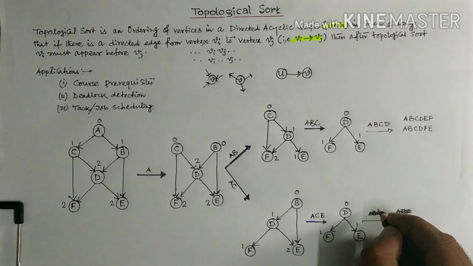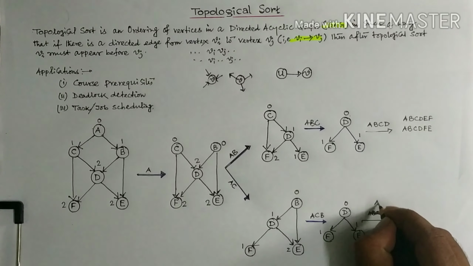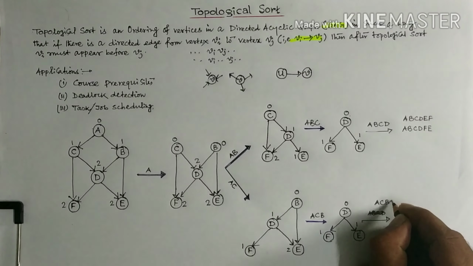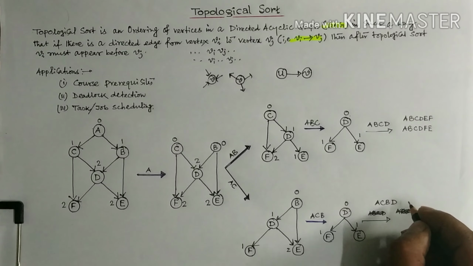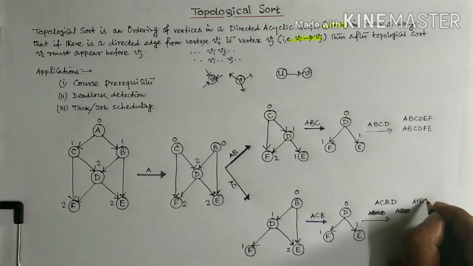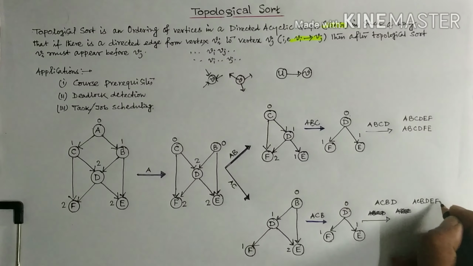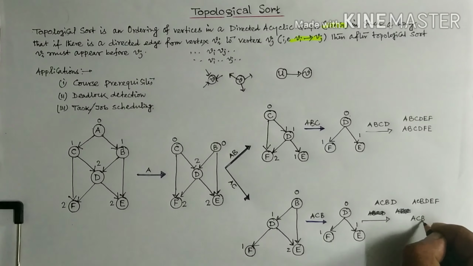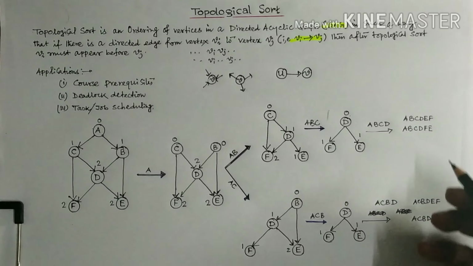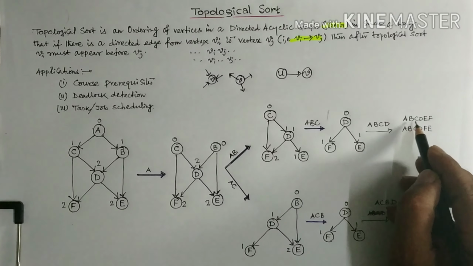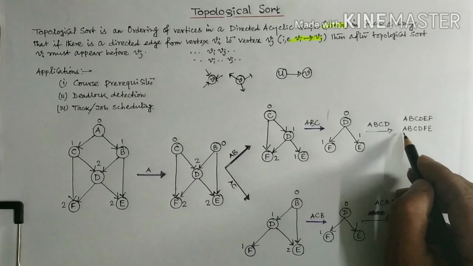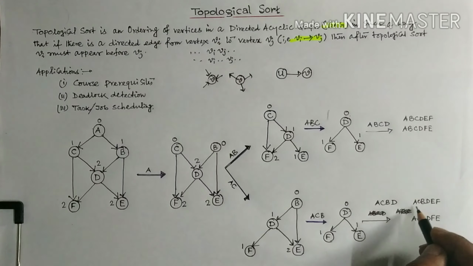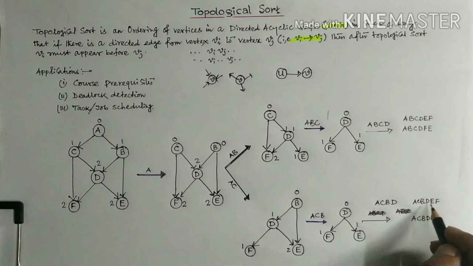The same procedure is applied for this graph. So first delete node D. Now two vertices E and F are left without any connection. So you can take E first, then F, or you can choose F first, then E. So four solutions are there. One is A, B, C, D, E, F. Another one, A, B, C, D, F, E. Another one, A, C, B, D, E, F.